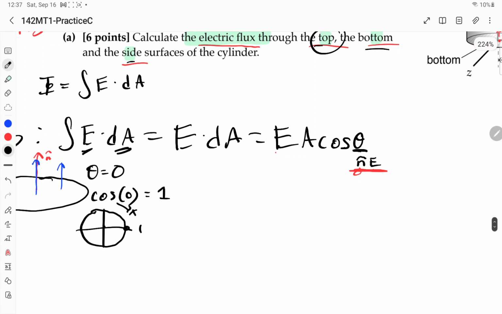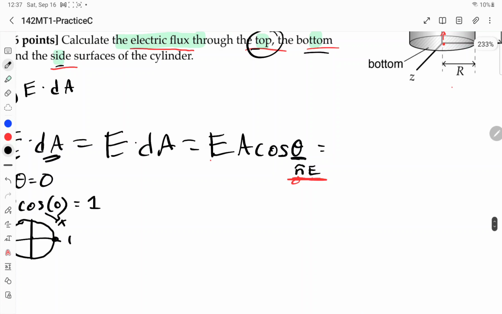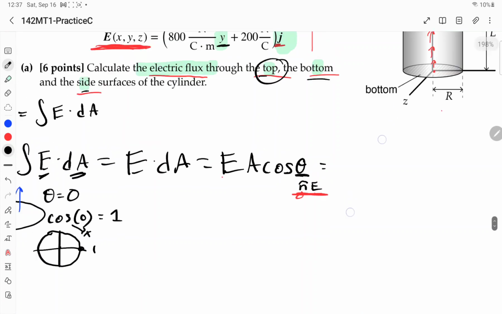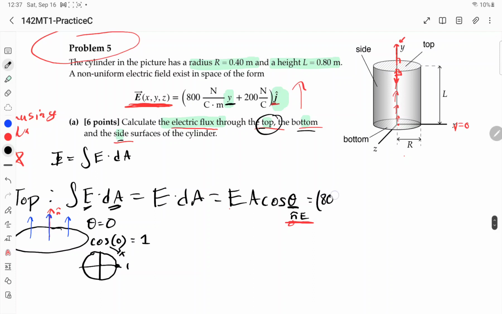So now if we go back to this equation again, it's E times A times cosine of the angle. Our E is given through an equation, so we have 800 times the y variable plus 200. And then your A is of this surface. This is a circle, so the area of a circle is, sorry, not 2 pi, pi r squared.